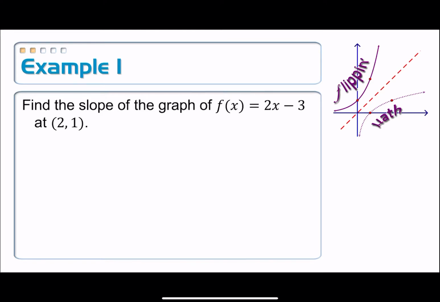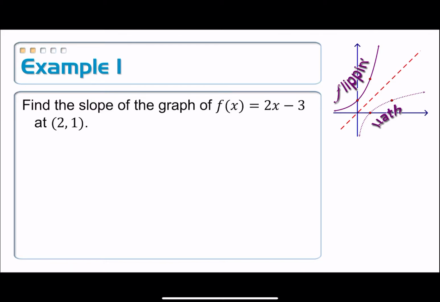On example 1, find the slope of the graph of f of x equals 2x minus 3 at (2, 1). Is this some kind of trick question? Isn't the slope of this graph just 2? Well, of course it's 2. Just humor me for a second.